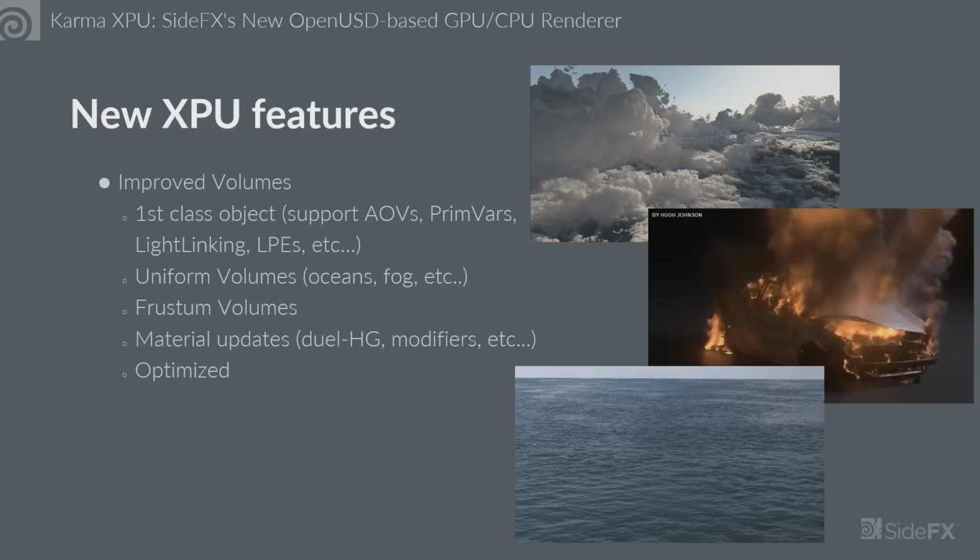Okay, so now onto some new features that are coming in Houdini 20. We've really worked on our volumes. They're now a first-class object with full support. So that means full AOVs, prim bars, light linking, light path expressions, the works. We've also optimized them a lot. We've added uniform volumes, which are used for oceans and fog. We've added frustum volumes, which is a common request from our more production-focused clients.